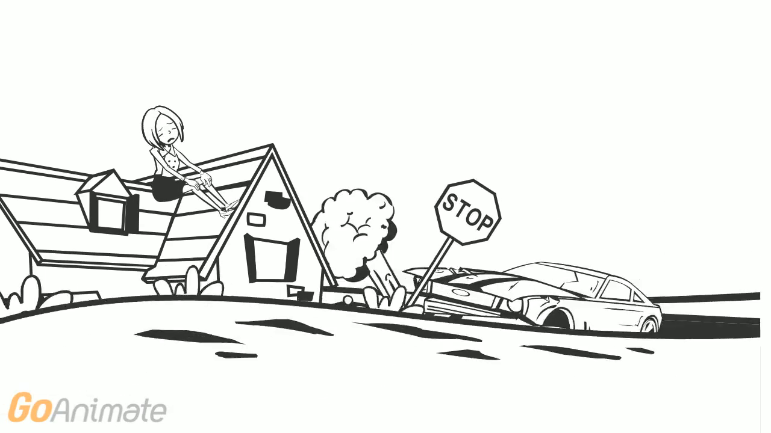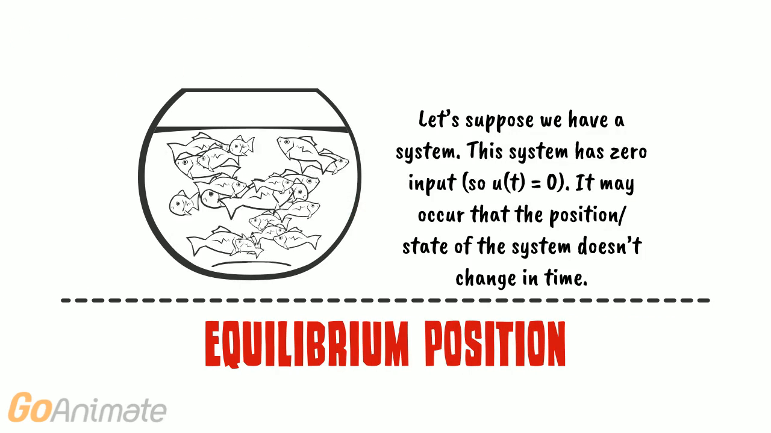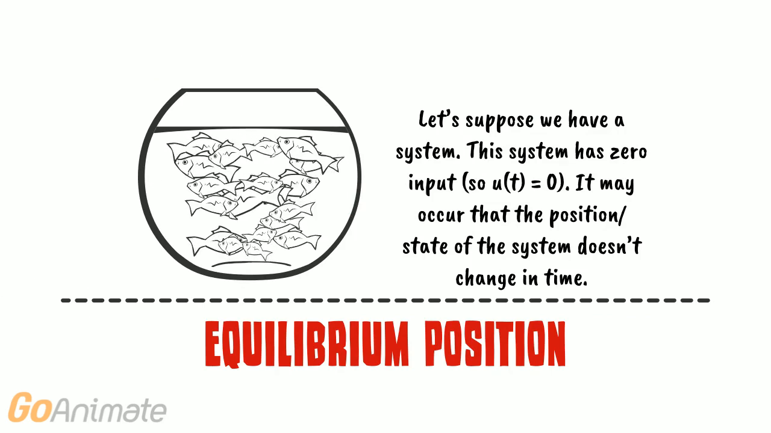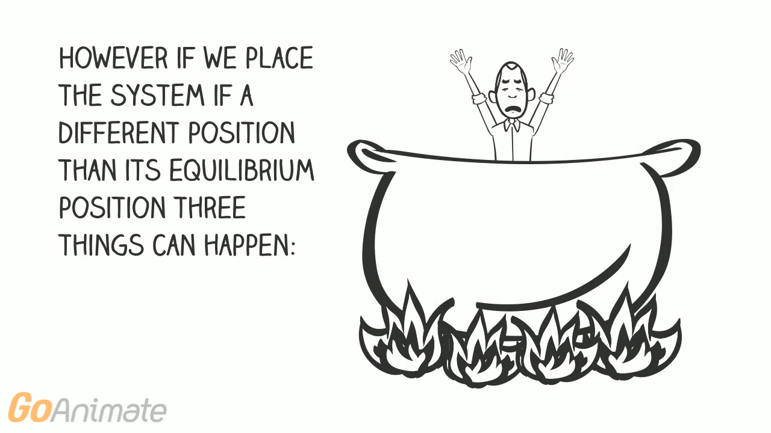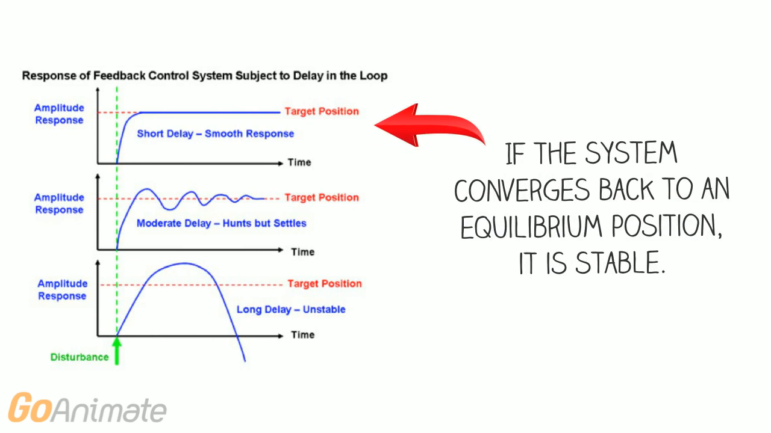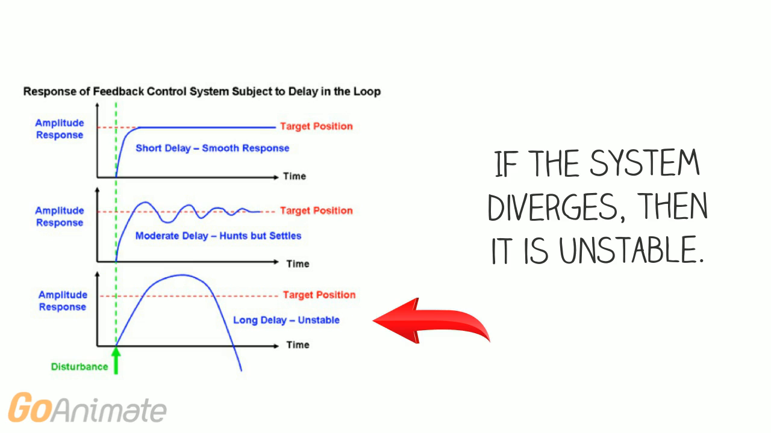Complex numbers play a major role in the topic of stability, but first we need to know what is meant by stability. Suppose we have a system. This system has 0 input. It may occur that the position, or state, of the system doesn't change in time. Then the system is in an equilibrium position. However, if we place the system in a different position than its equilibrium position, three things can happen. If the system converges back to an equilibrium position, it is stable. If the system oscillates about an equilibrium position, but doesn't converge to it, it is critically stable. If the system diverges, then it is unstable.